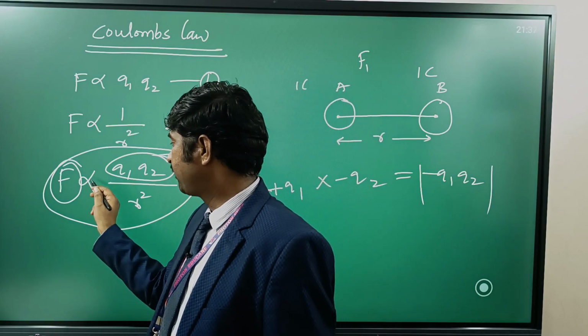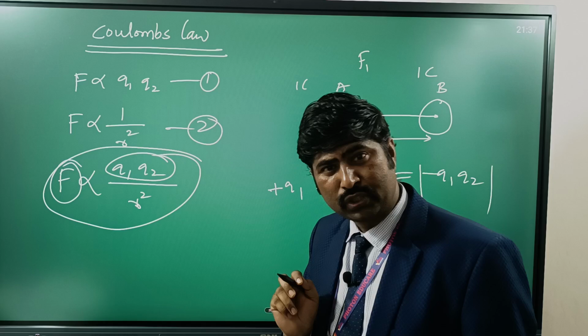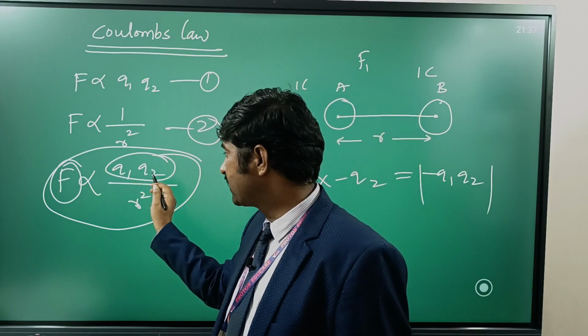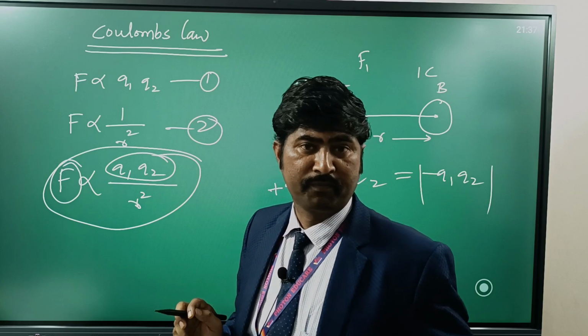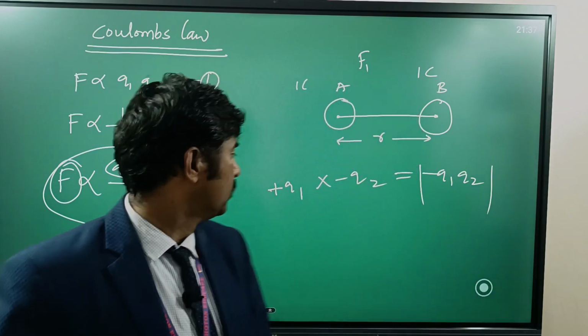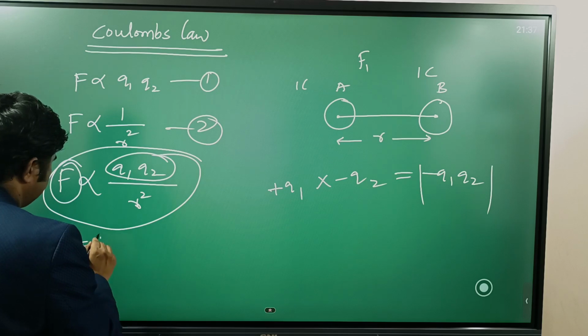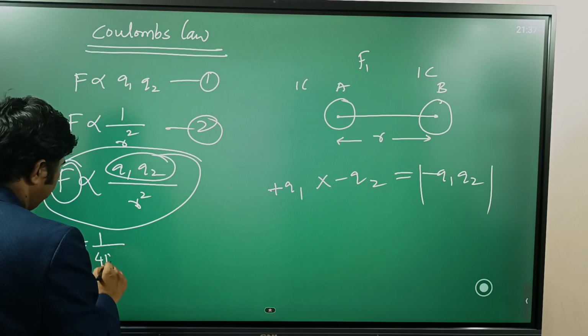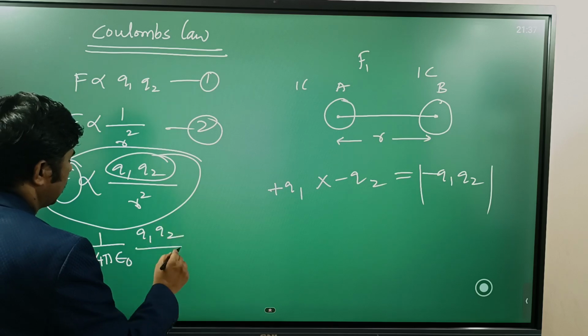I want to take only the magnitude of charge, not the direction. So the force of attraction or repulsion between any two point charges is directly proportional to the product of magnitude of their charges and inversely proportional to the square of the distance between them. To remove this proportionality sign, we will take a constant factor that is called 1 divided by 4 pi epsilon naught, Q1 Q2 divided by R square.